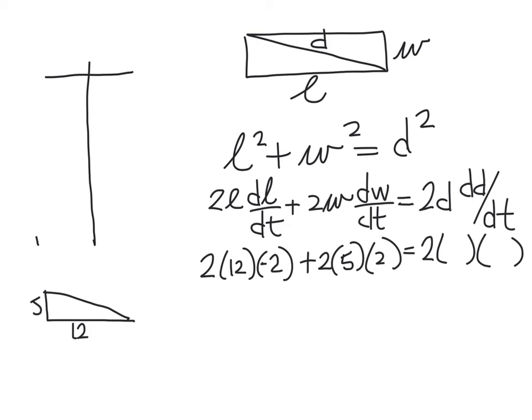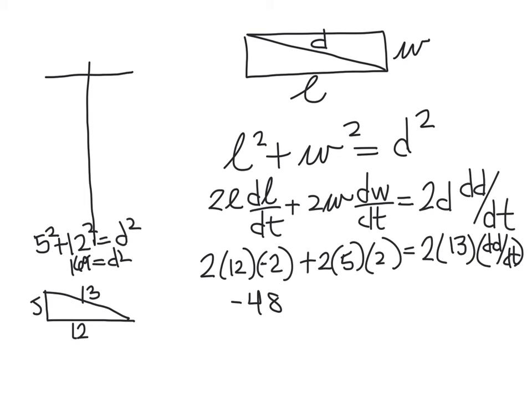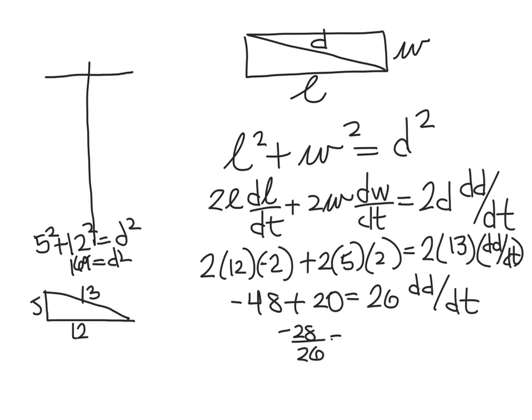I can do the Pythagorean Theorem. So 5 squared plus 12 squared will equal the diagonal squared. Well, 25 plus 144 is 169 equals diagonal squared, so we know that the diagonal is 13. So I can replace the length of the diagonal with 13. And my unknown is the change in the diagonal with respect to time. So I do the math here then, and I get negative 48 plus 20 equals 26 times the change in the diagonal over time. And I get negative 28 divided by 26, which we know can be reduced to negative 14 over 13.